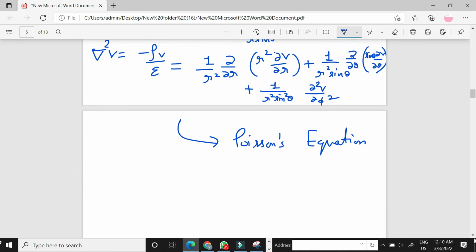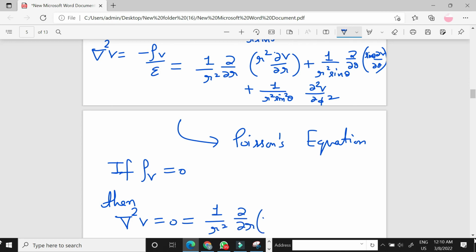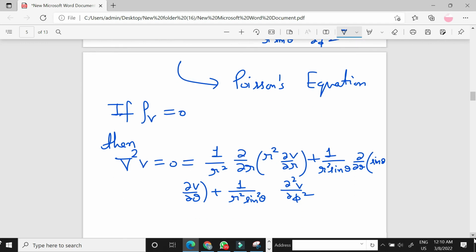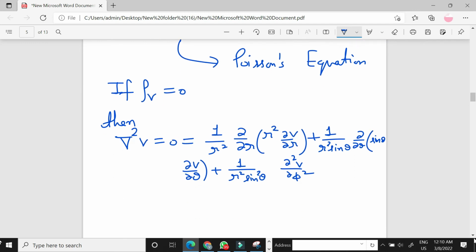If rho v is equal to 0, then del square V is equal to 0, which is equal to 1 upon R square del upon del R of R square del V upon del R plus 1 upon R square sin theta del upon del theta of sin theta del V upon del theta plus 1 upon R square sin square theta del square V upon del phi square. And this is a Laplace equation.